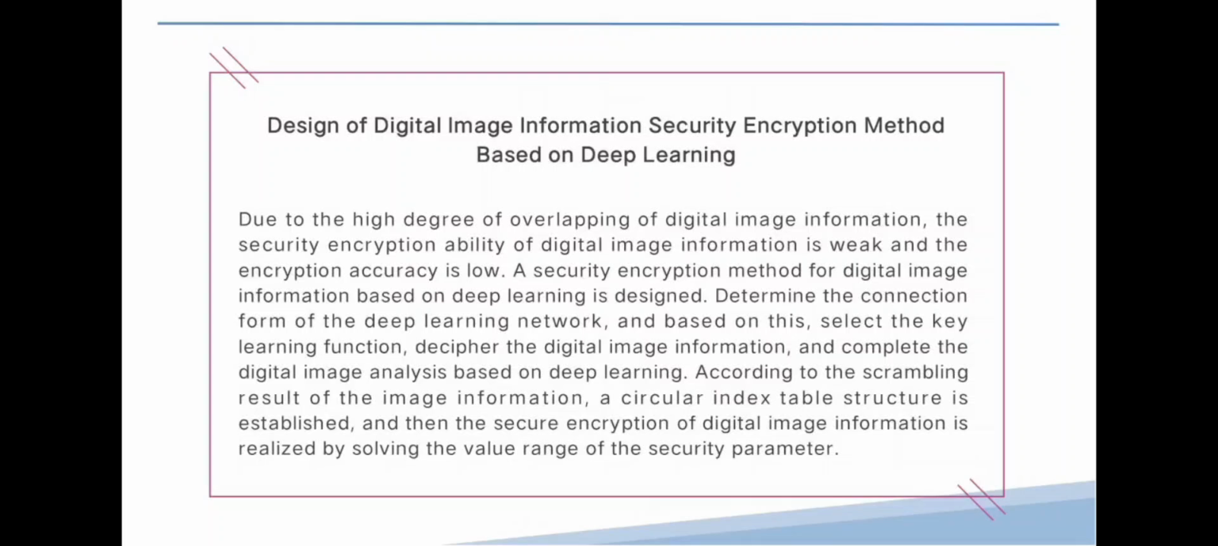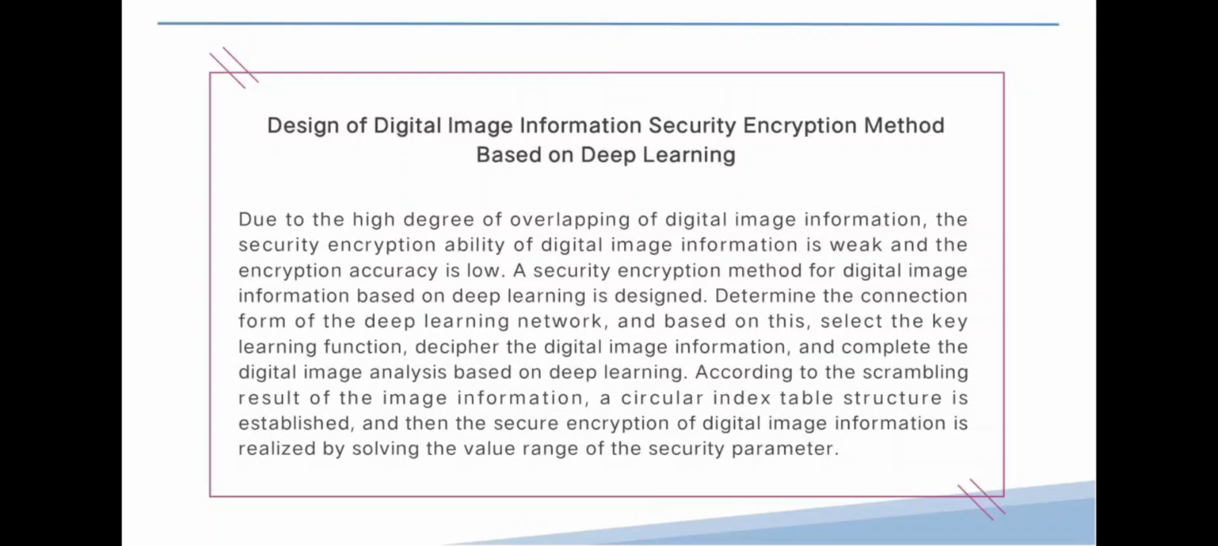Due to the high degree of overlapping of digital image information, the security encryption ability of digital image information is weak, and encryption accuracy is low. A security encryption method for digital image information based on deep learning is designed in this paper.